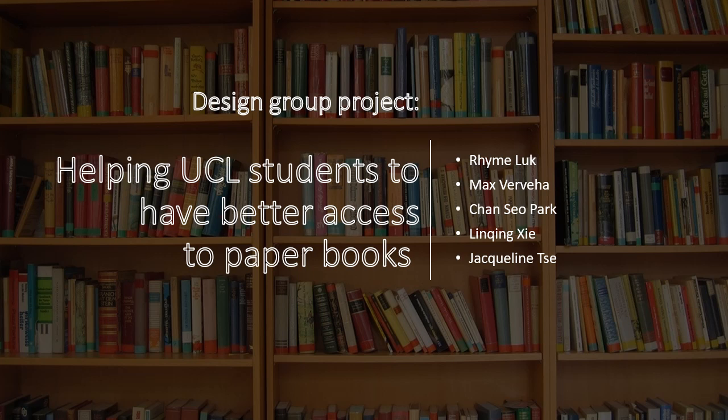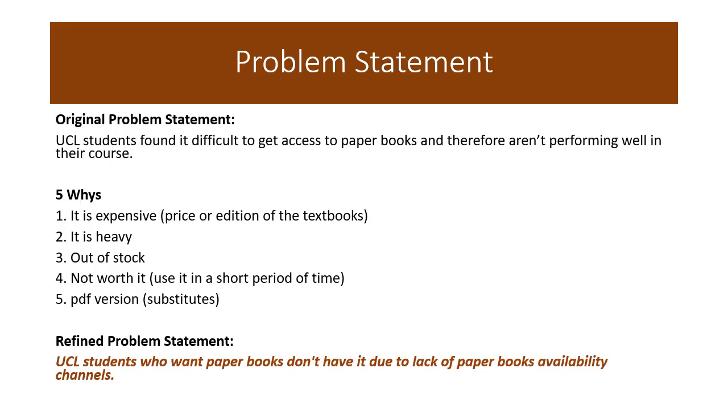This is the design group presentation of Group K, and our topic is about helping UCL students to have better access to paper books. Our original problem statement is: UCL students find it difficult to get access to paper books and therefore aren't performing well in their course.